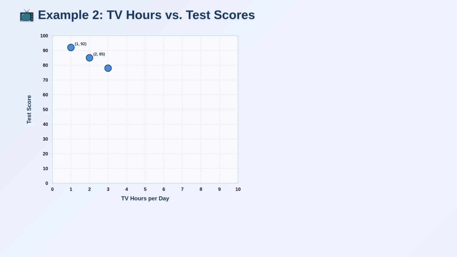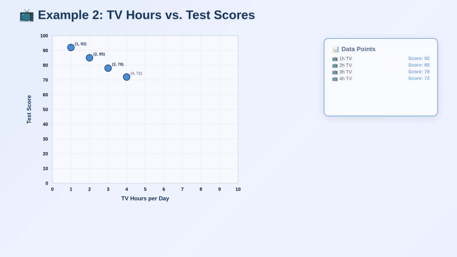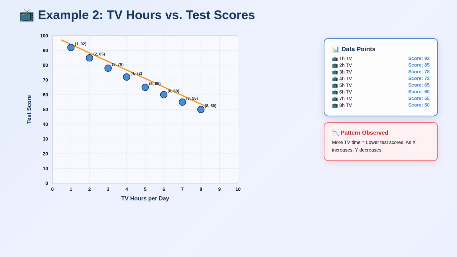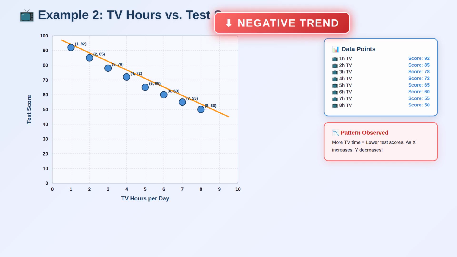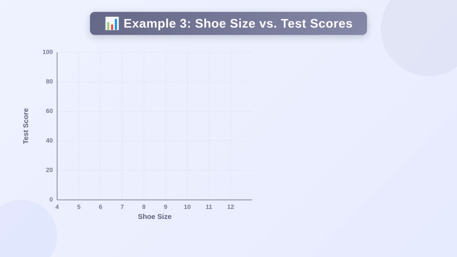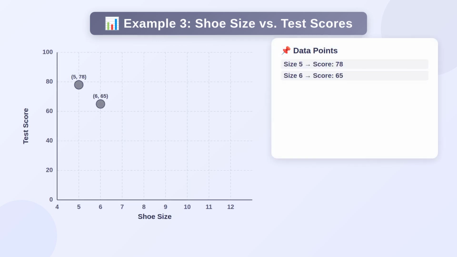Now let's look at a different data set, TV hours watched versus test scores. Starting at the left side of the graph, students who watch just 1 hour of TV score around 92. Moving right, a student watching 3 hours scores about 80. At 5 hours of TV, the score drops to 70. And at 8 hours of TV, the score falls to around 55. See how the dots are traveling from the upper left down to the lower right? As TV time increases, scores decrease. That's a clear negative trend, a negative correlation.